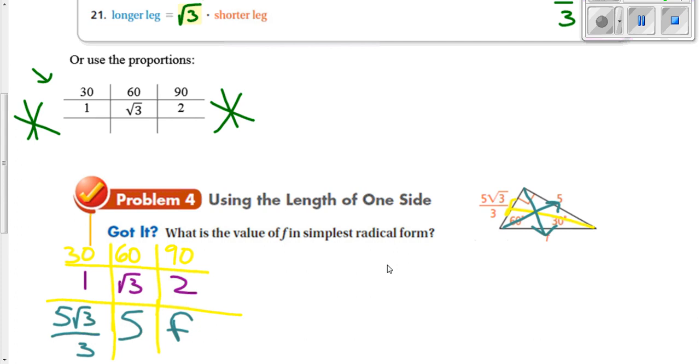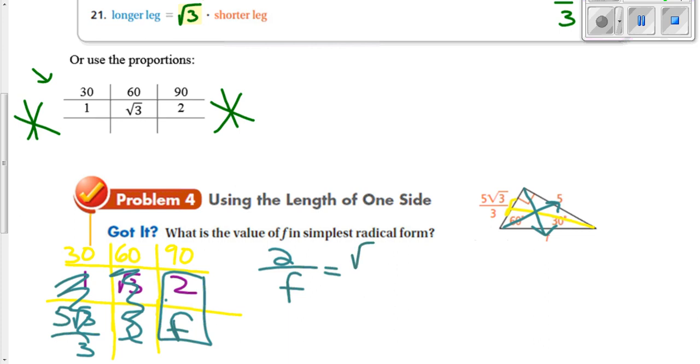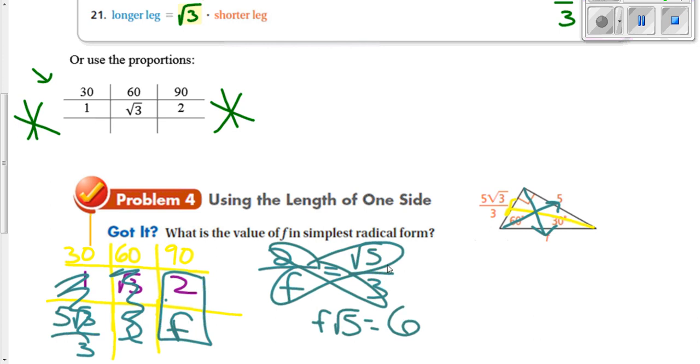So now I'm going to set up a proportion. And it doesn't matter which ones you use. I know I need the 2 over f in there because that's my variable. So it doesn't matter if I set it equal to this or if I set it equal to this one. It doesn't matter. I'm going to do the radical 3 over 5 just because it looks less threatening. I don't have a fraction in a fraction. And now I cross multiply to solve. I have f times radical 3. 2 times 5 is 10. So to solve for f, I have to divide by radical 3.